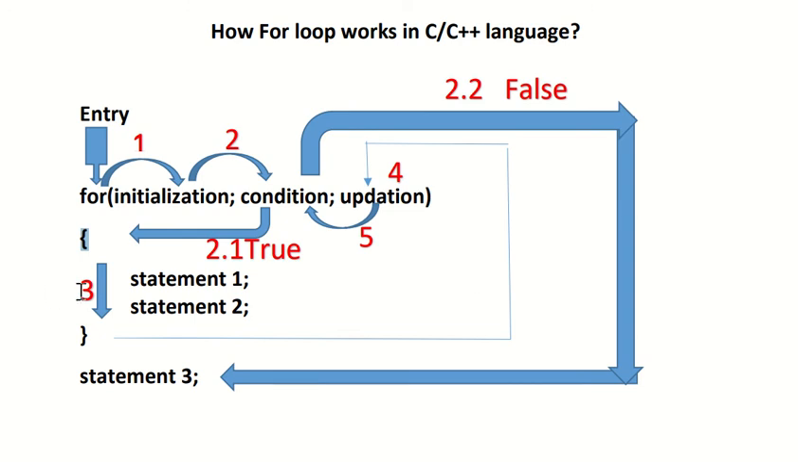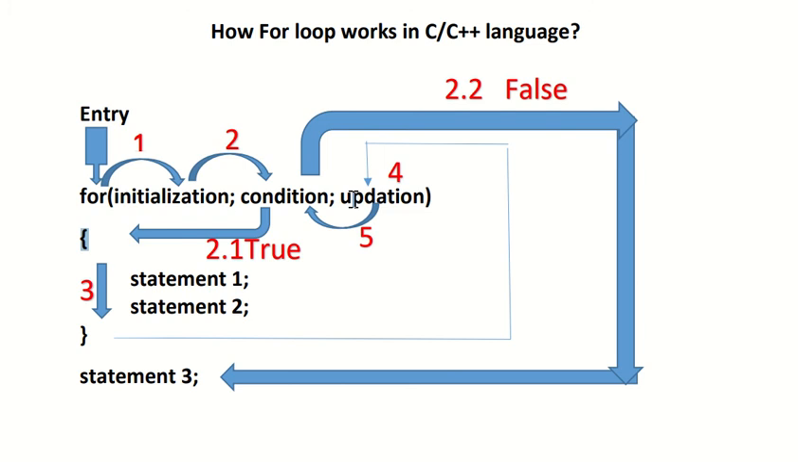That's why your number 3 is there. We have to execute all the statements. After that, the closing curly bracket indicates you have to come here. That is step number 4, the updation part. So now you have to update your value, either increment or decrement, depending on the program.